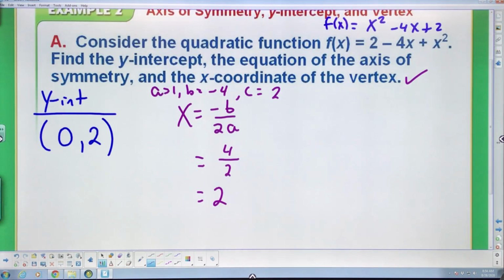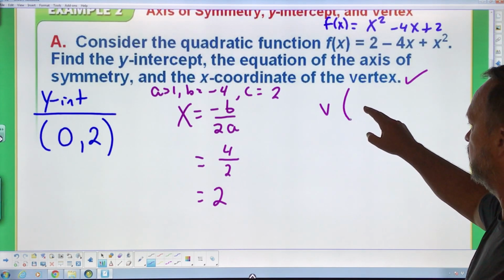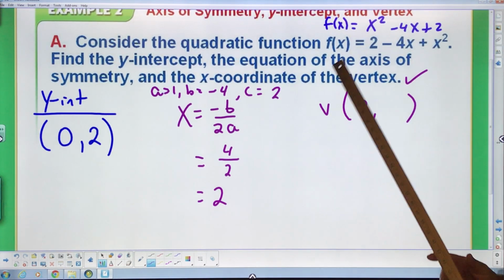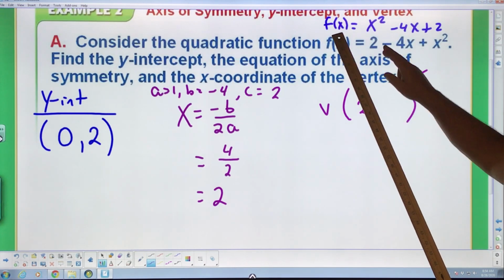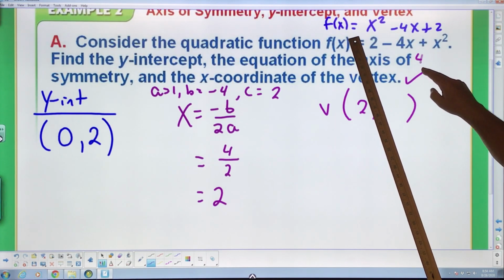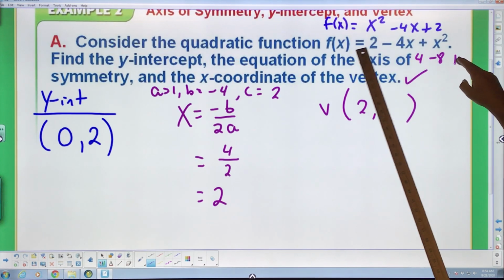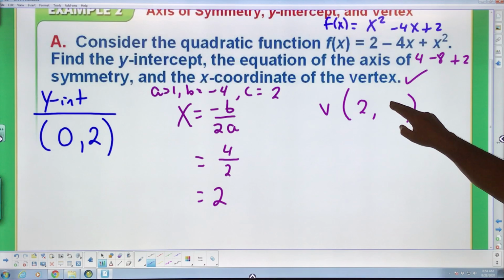That's also the x-coordinate of the vertex. So wherever the vertex is, it's at 2, something. How could I find the something? I'll put the 2 in here and find out what happens when x is 2. That'd be 4, 2b minus 8, plus 2. So 4 minus 8 plus 2 is negative 2.